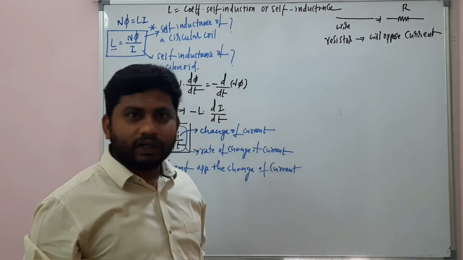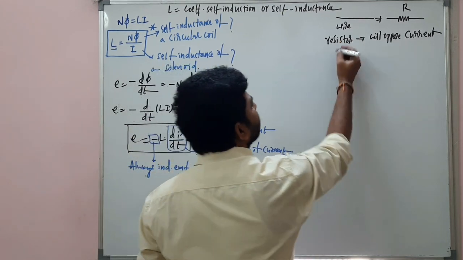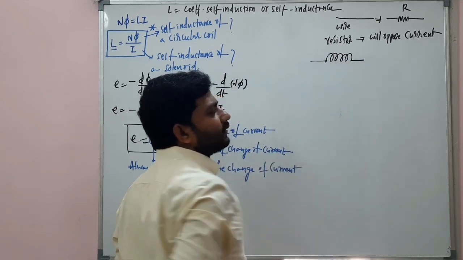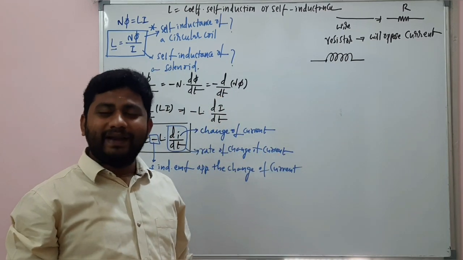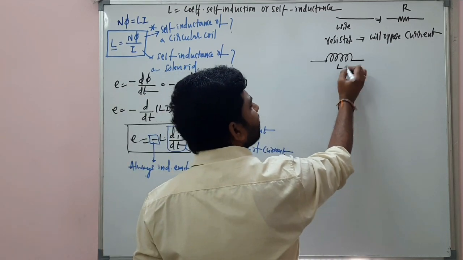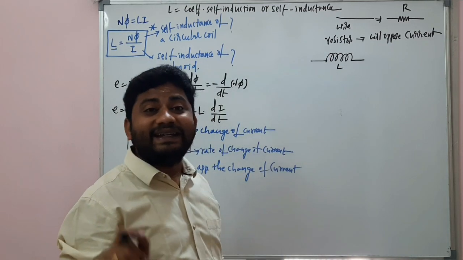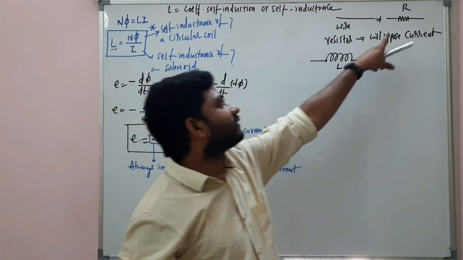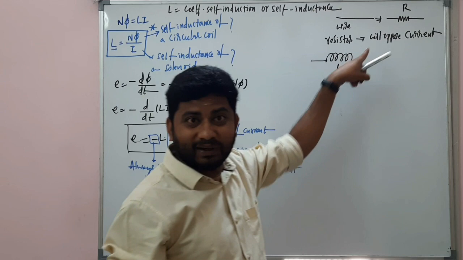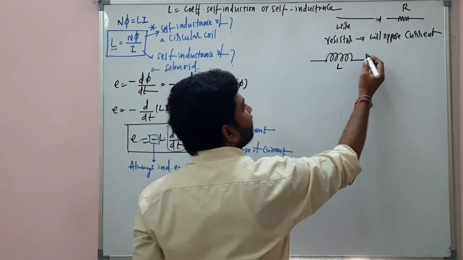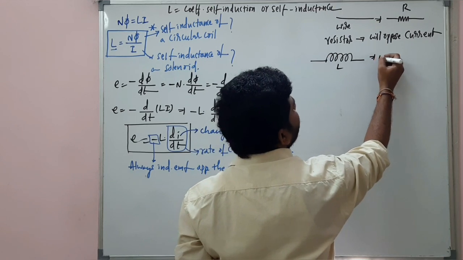But what will the inductor do? The inductor is represented with this symbol. It's a coil, it is a solenoid. Its inductance is L, the self-inductance. Resistor has resistance; see the similarity, inductor has inductance. So this is called an inductor.